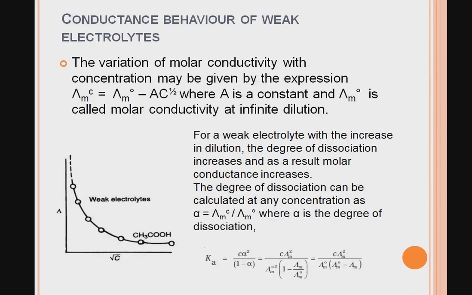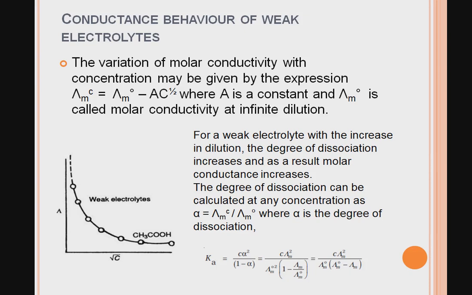Variation of molar conductivity with concentration is given by this expression: lambda mc is equal to lambda m naught minus A root c. This is the Debye-Huckel-Onsager equation. Here lambda mc is the molar conductivity at any concentration, lambda m naught is molar conductivity at infinite dilution, C is concentration, and A is a constant depending upon the nature of electrolyte.